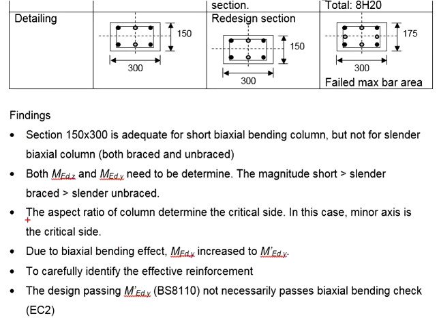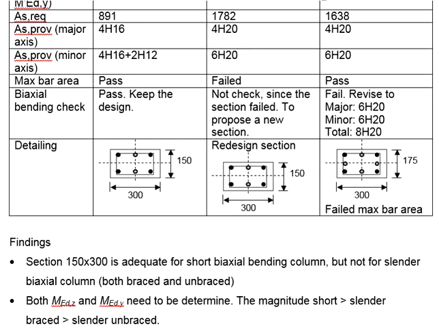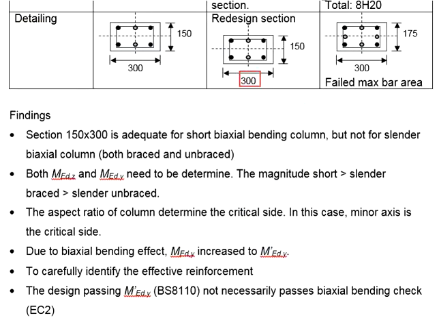Next is the importance of the aspect ratio of the column. The aspect ratio is the relative comparison between the dimensions of the column in the major axis and the minor axis. Now, if the major axis is significantly greater than the minor axis, that means the critical side most likely will end up being the minor axis. This is what it means by the aspect ratio of the column determining the critical side of the column subjected to biaxial bending.